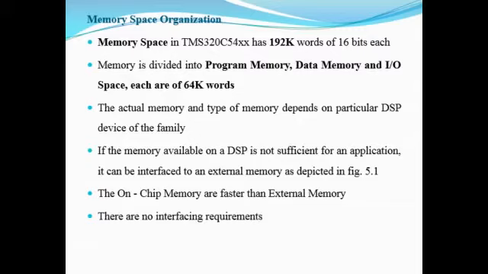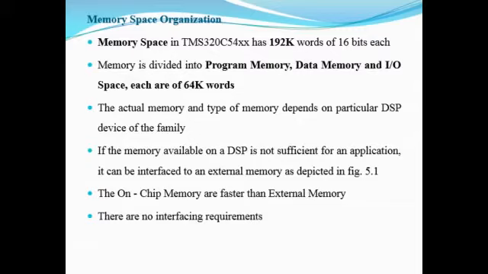And the size is 16 bits each. So 192 kilowords of information can be stored in this memory space of the TMS320 processor, and it is 16 bits each. So this is the memory space organization of a particular memory unit in a TMS320 processor.